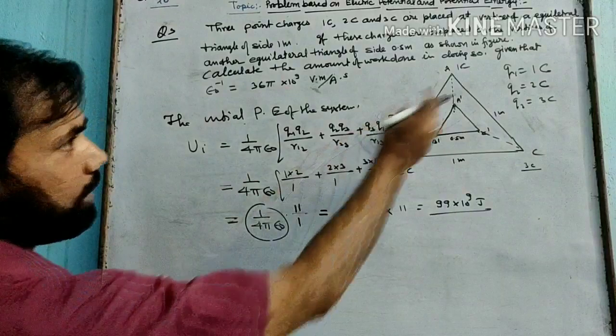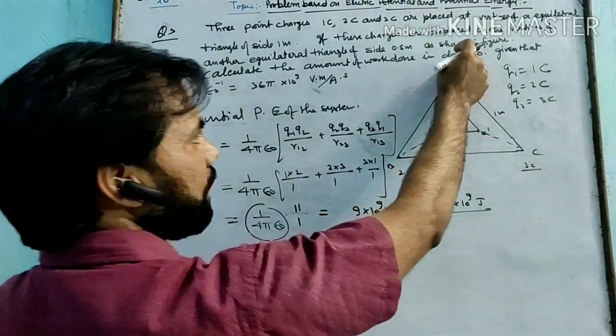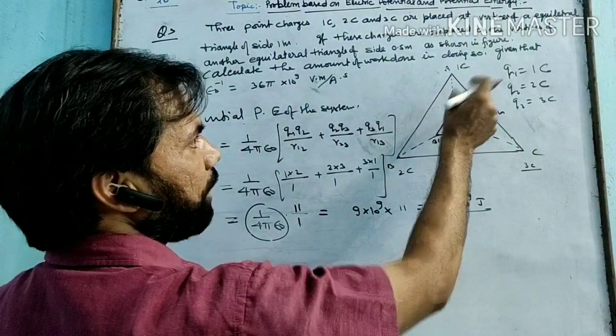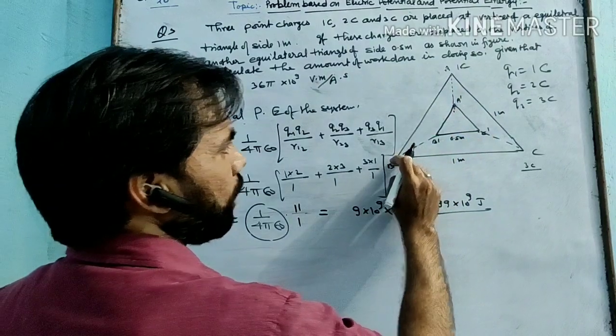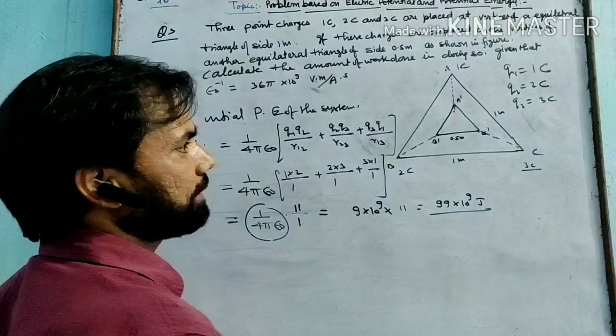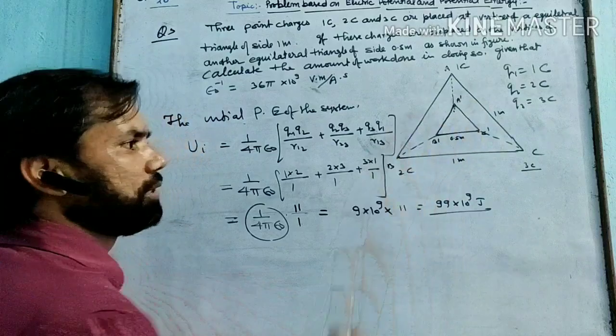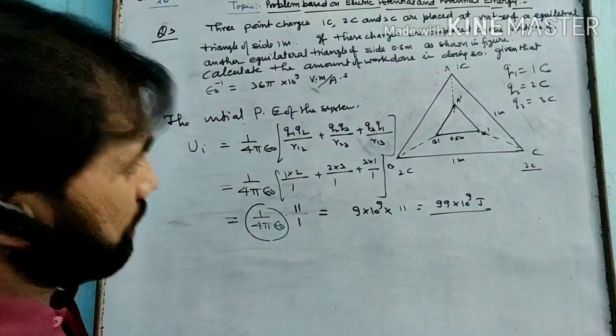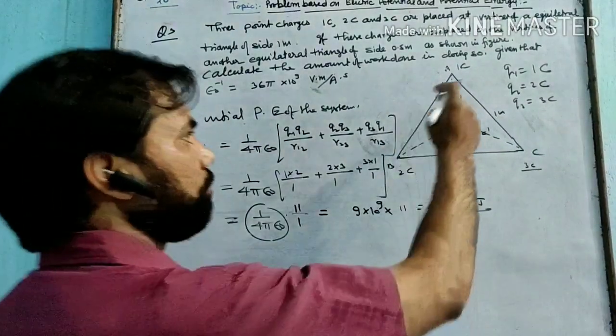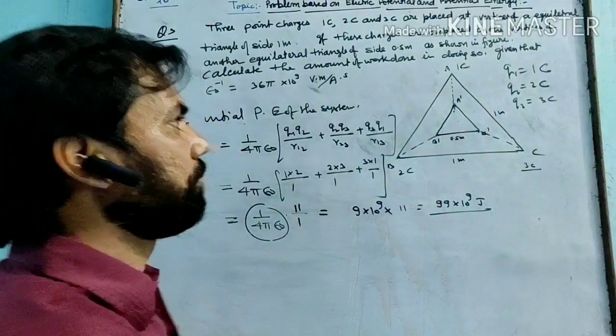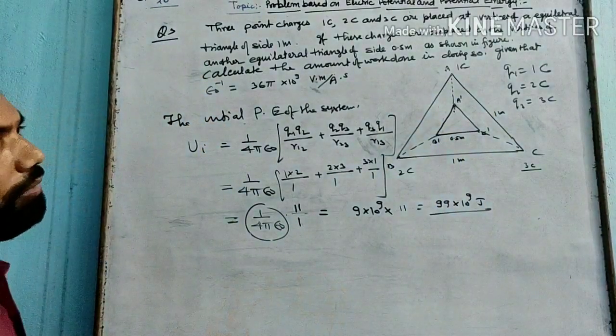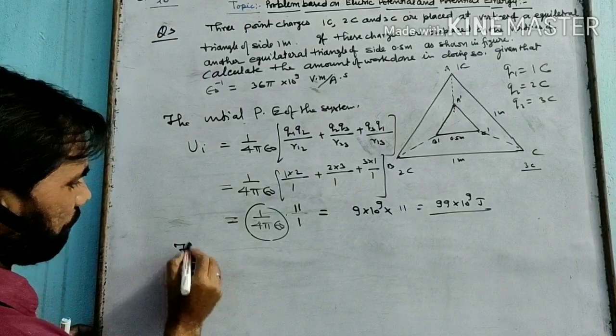Now when the 1 coulomb charge is brought from A to A dash, 2 coulomb from B to B dash, and 3 coulomb from C to C dash, they will form another system, and let me call it the final system. So they have different potential energy.